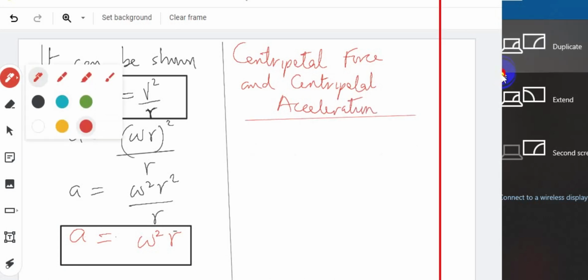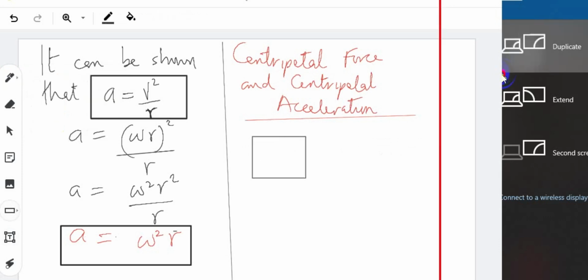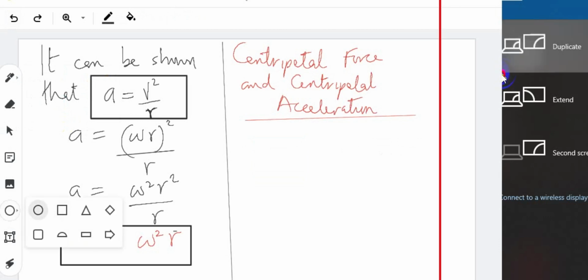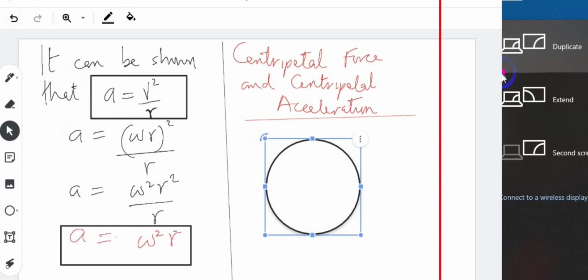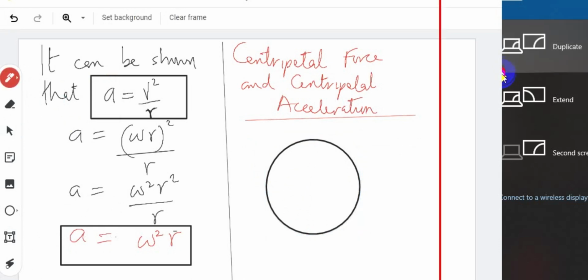Whenever an object is negotiating a circular path, there must be a force that will be required to make that happen. So what I'm saying is, if an object is trying to move around a circle, like the first example we gave, an object trying to move from P1 to P2, it can only happen if there's a force.